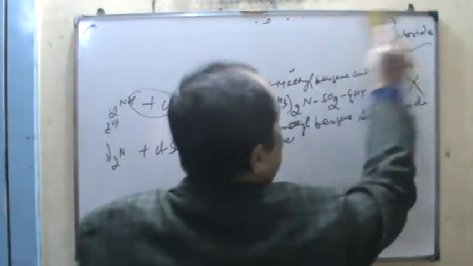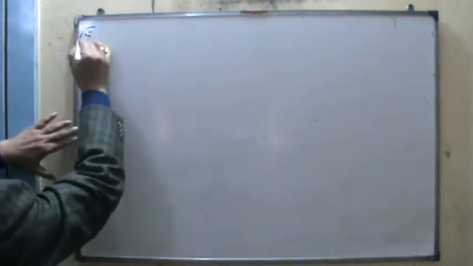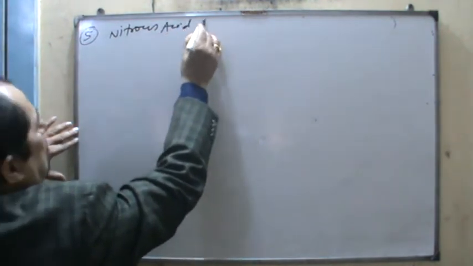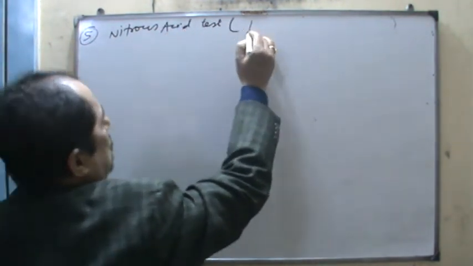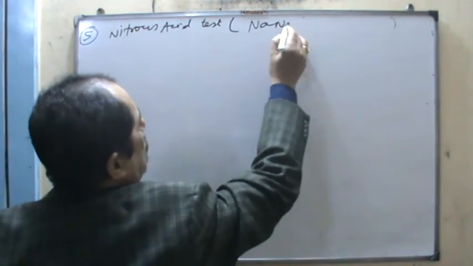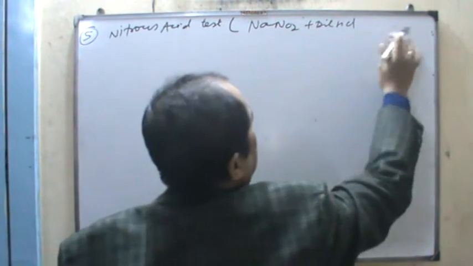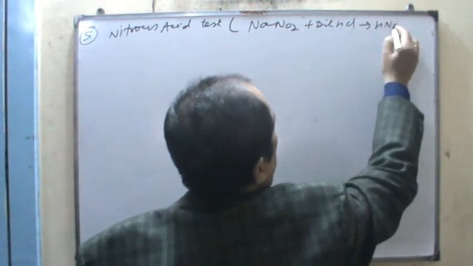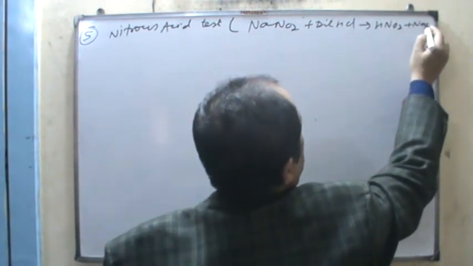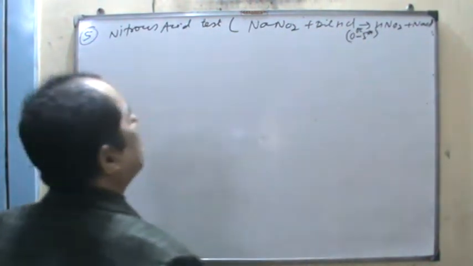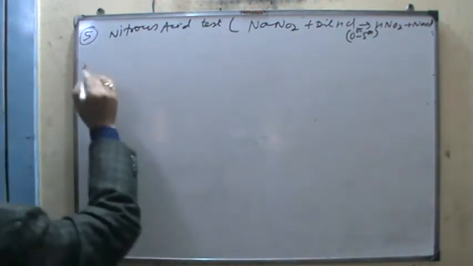Next is the nitrous acid test. It is prepared in situ with NaNO2 plus dilute HCl, that gives HNO2 plus NaCl, at 0 degrees Celsius to 5 degrees Celsius. So it is the nitrous acid test.